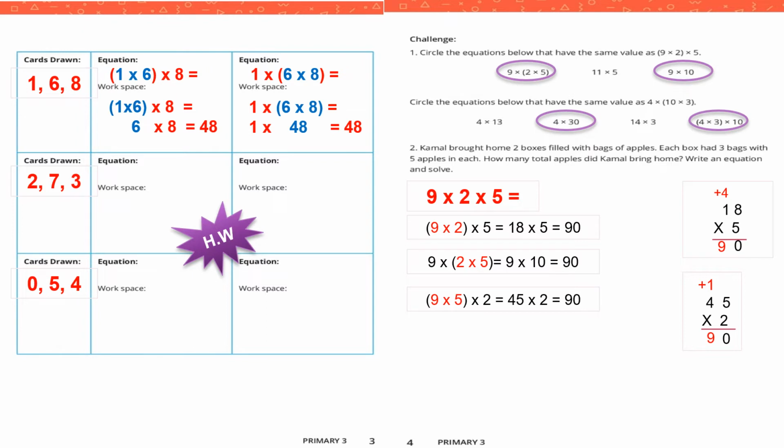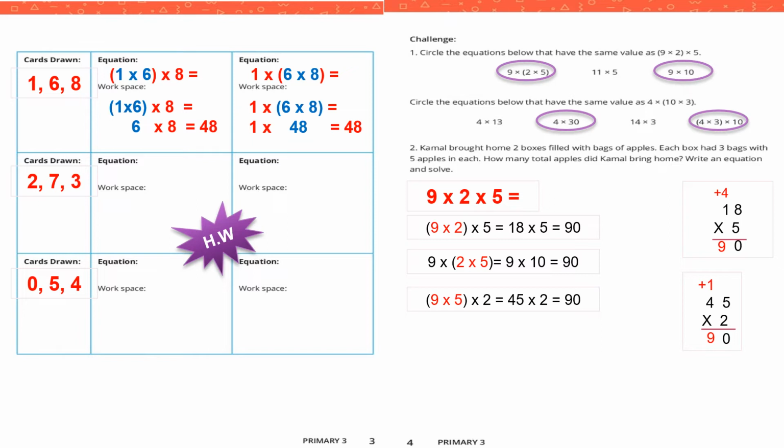The second question. Kamal brought home 2 boxes filled with bags of apples. So we have 2 boxes filled with apples. Each box had 3 bags with 5 apples in each. How many total apples did Kamal bring home? Write an equation.